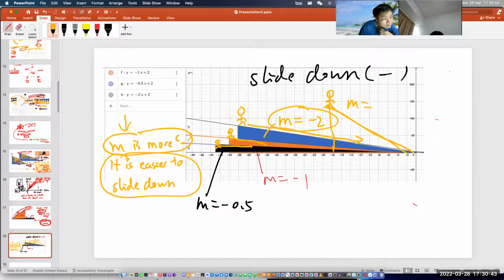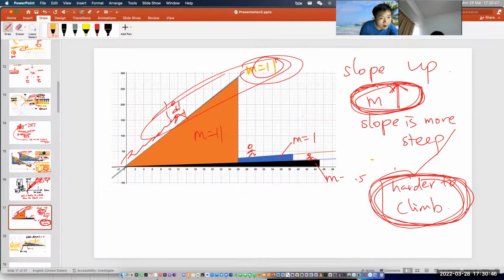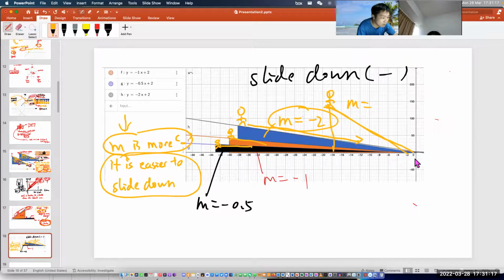Then for the slope up, when the gradient increases, it's getting harder to climb up. So basically, they are going to test you on these two concepts. When it comes to slope up, how the change in gradient will affect the slope. And then they will test you when it comes to a slide down, how the change in gradient will affect the slope as well.